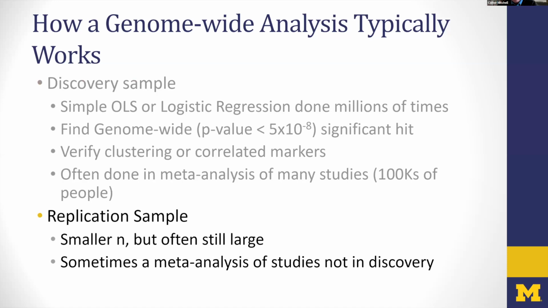And then if they find anything, they then have to take it to a replication sample, which is still a smaller n, but typically still rather large, still often tens of thousands, if not hundreds of thousands. And again, if they have multiple cohorts, they'll do a meta-analysis of that. So that's how a GWAS works.